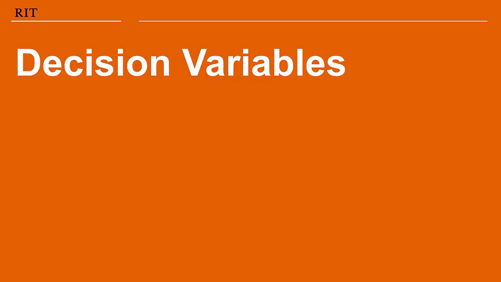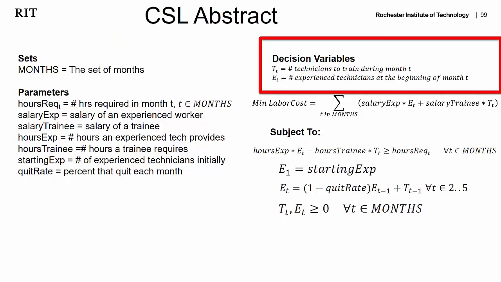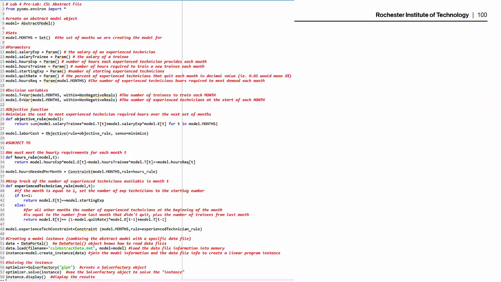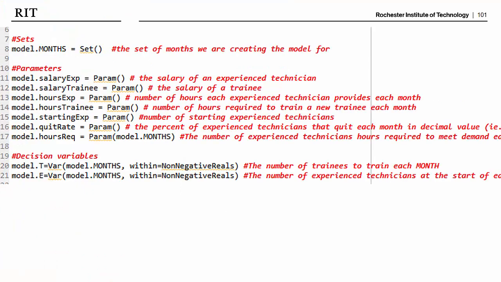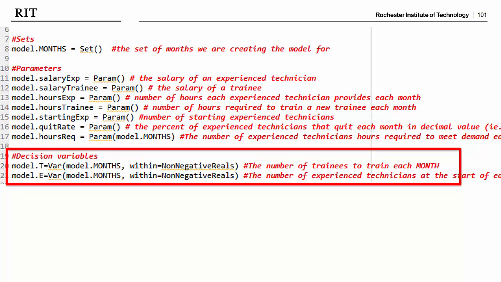So as far as adding decision variables, if we look at our CSL abstract model, we're looking at adding lines of code that represent adding our trainee technician decision variables and our experienced technician decision variables. And so far we've seen that our entire code looks like this, which is probably pretty small in your view, but we're going to look at it in more detail. And we're going to look more closely at these two lines here, which are creating our decision variables. So again, zooming in a little bit, we're focusing on these two lines here that are creating our decision variables.